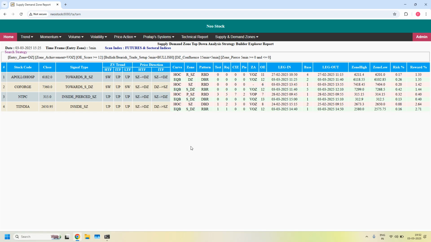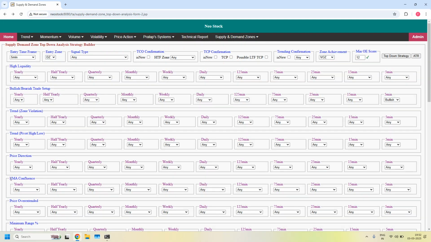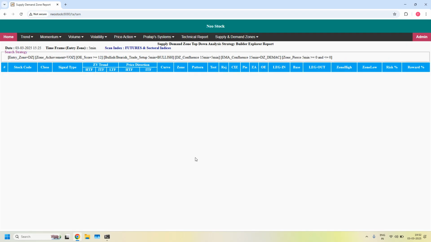Okay, out of these 4, how many of these 15 minutes demand zones? Because 5 minutes is overlapped with 15 minutes. If 15 minutes is having daily EMA Confluence, they are even more high probability to get success. Mostly it is not easy to identify 15 minutes with daily, but sometimes we may get some stocks. So in the EMA Confluence at 15 minutes demand zone having daily EMA Confluence. With this filter, we don't get any stocks.